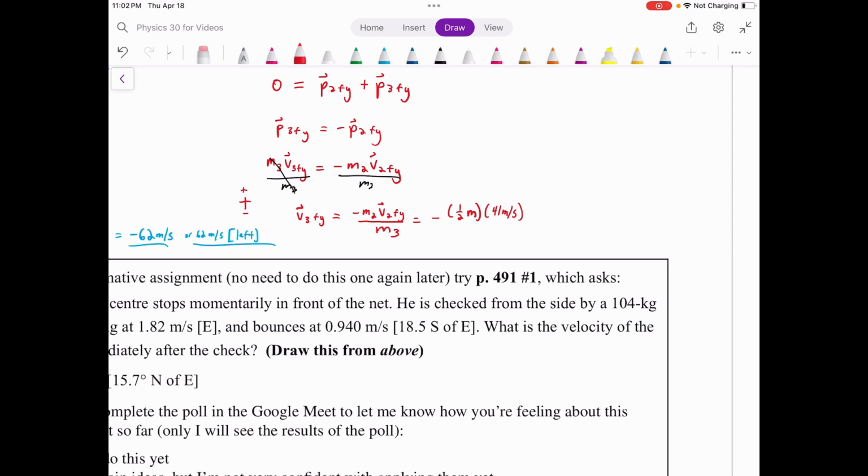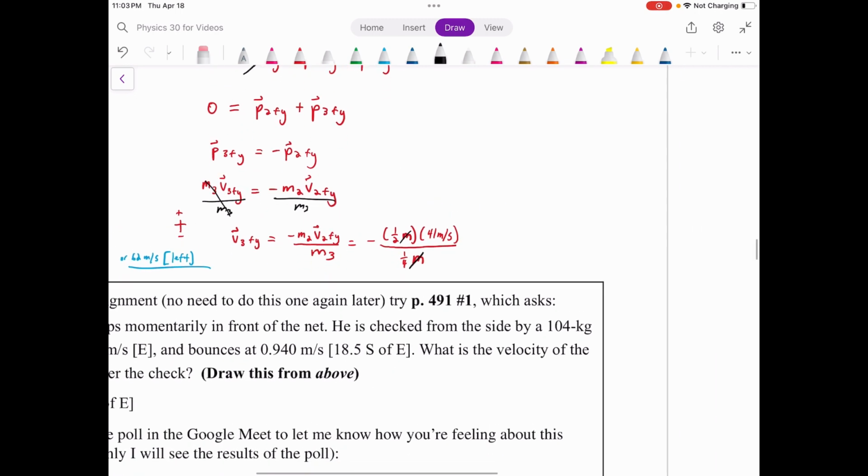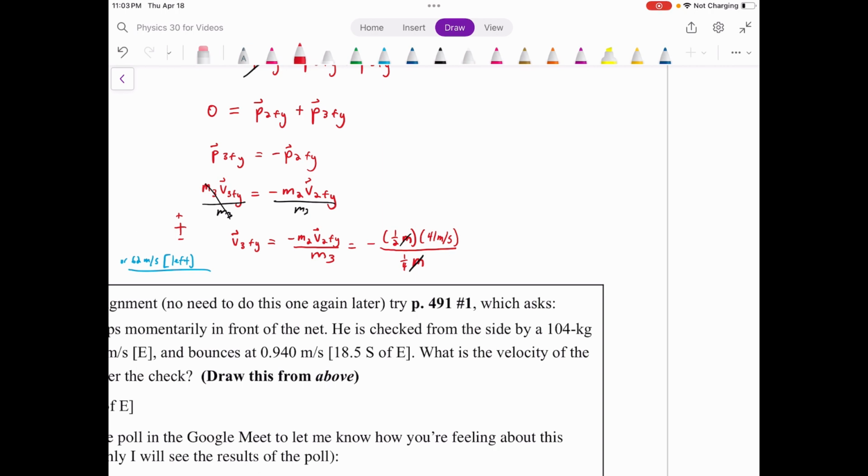There we go. And then divide it by mass 3, which we know is 1/4 of the total mass we started with. And once again, those masses just cancel out. Now, 1/2 doesn't quite cancel out with 1/4, so be careful. We've got 41 meters per second times 1/2 divided by 1/4. Okay, well, dividing by 1/4, remember, dividing by a fraction is the same as multiplying by its reciprocal, right?